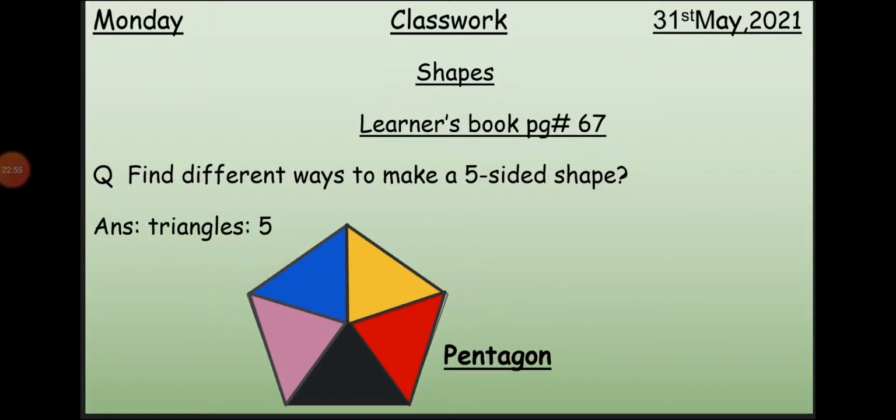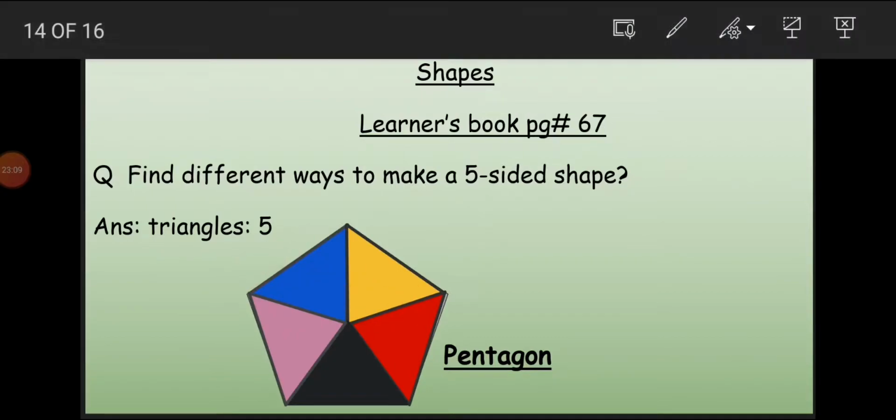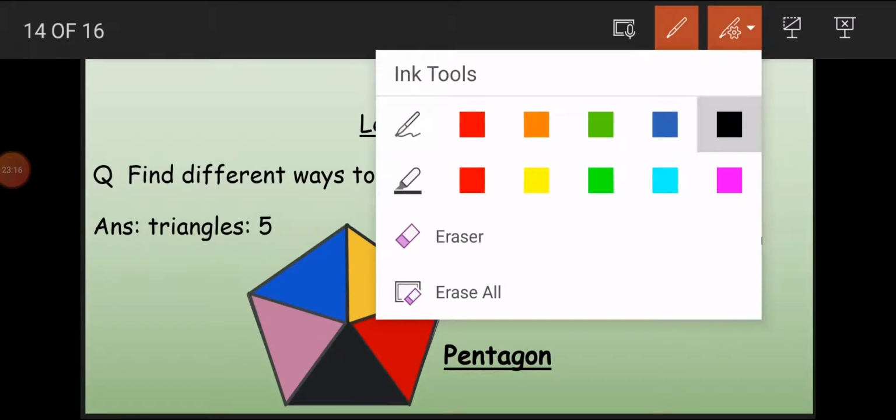I made a pentagon because they are saying 5-sided shape, and a 5-sided shape is a pentagon, a closed shape with 5 straight lines, 5 corners, flat surface 2D shape. So it's a pentagon, and I used triangles, 5 triangles. You can make another pattern. You can use any other shape, like for example, let me draw it neatly.